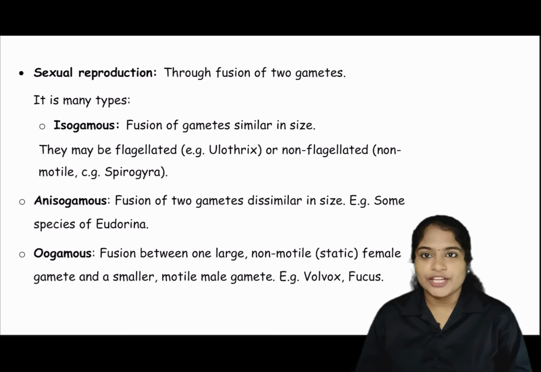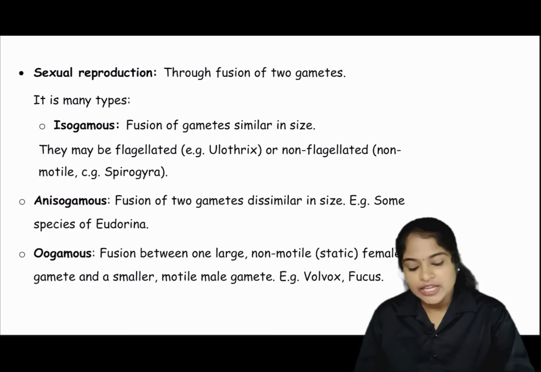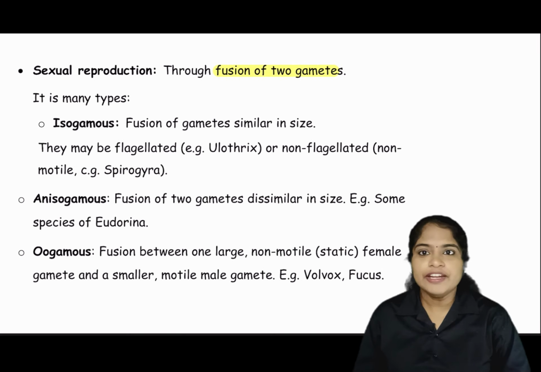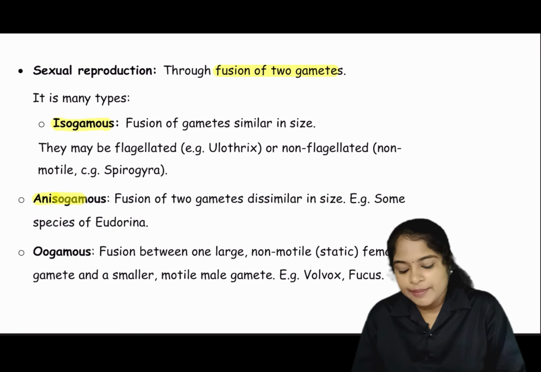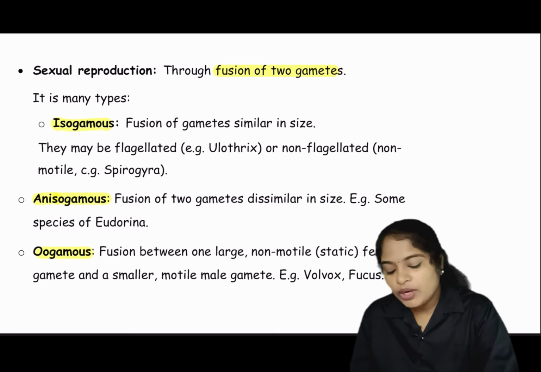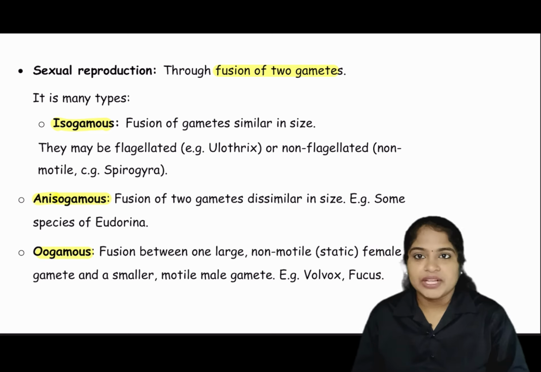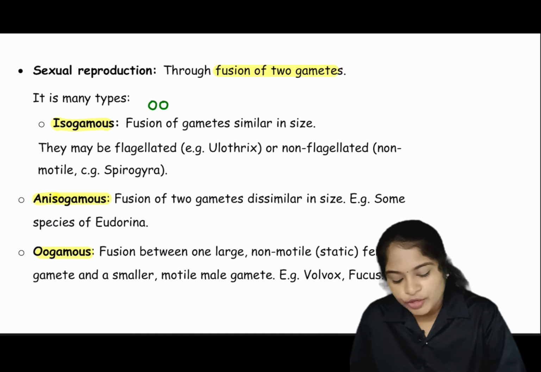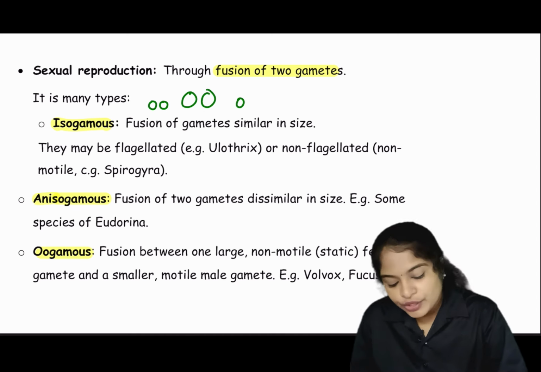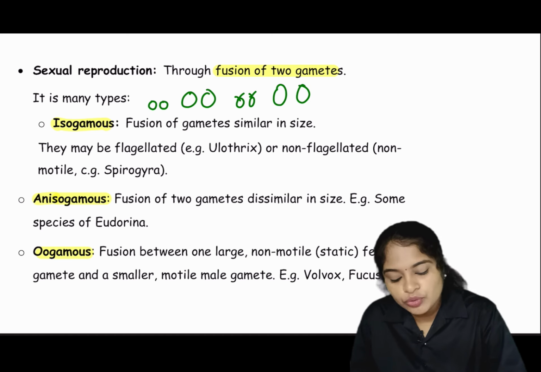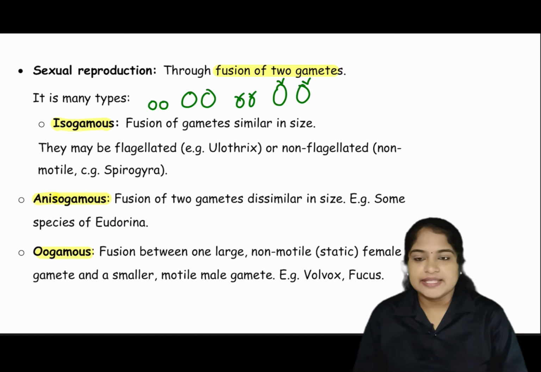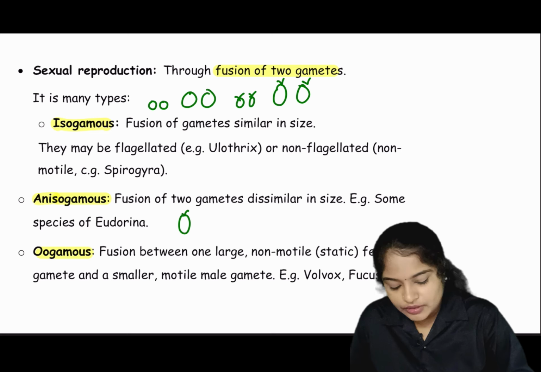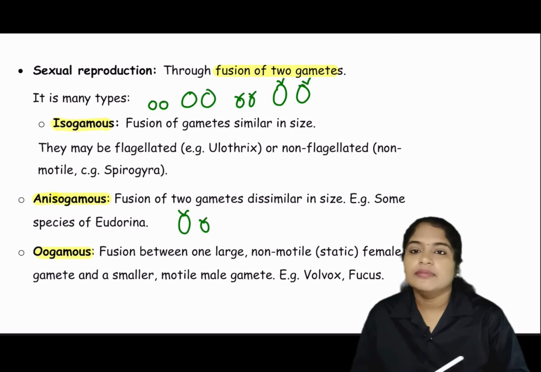Next is sexual reproduction. Sexual reproduction occurs by the fusion of two gametes. Different types of gametes are there, that is isogamous, anisogamous and oogamous. What is isogamous? Iso means same. So it will be similar types of gametes, like two small non-motile, two large non-motile, two small motile or two large motile. So it can be like this. Now anisogamous, aniso means different, right? So it will be the fusion of two different gametes, that is one small and one large.